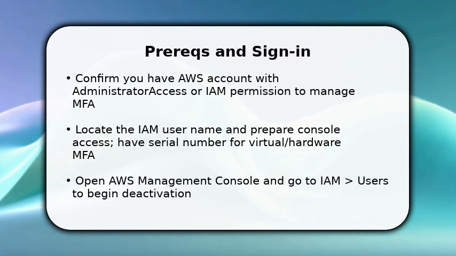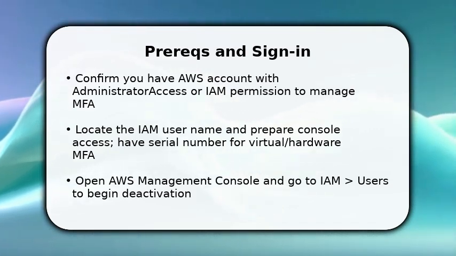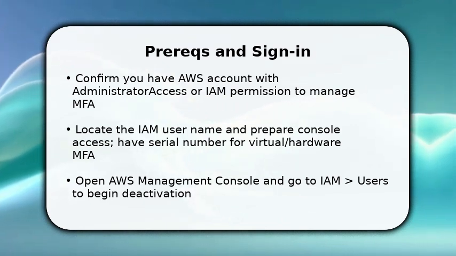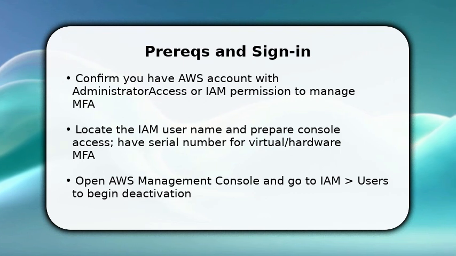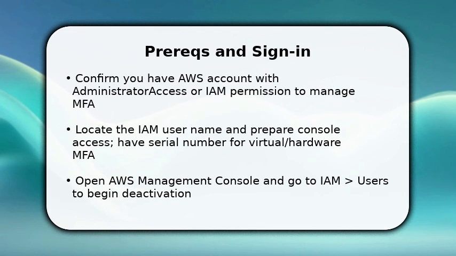You start by signing in with an account that has IAM permissions to manage MFA. This is required to change another user's settings. Once done, navigate straight to IAM and pick the target user. You need the MFA device type and serial identifier handy because AWS shows different options for virtual and hardware devices.